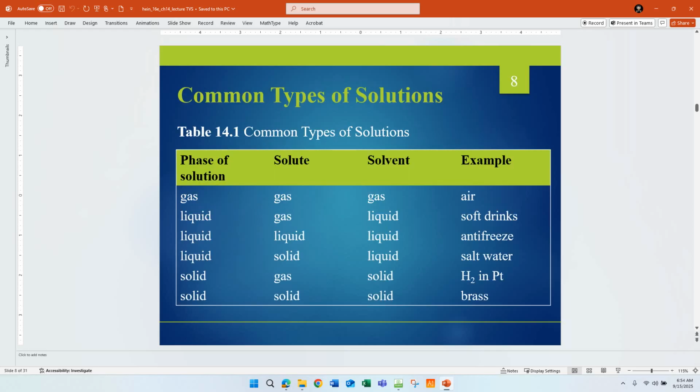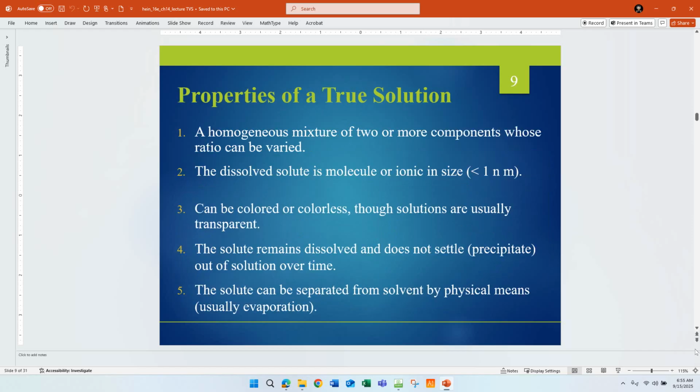Here are some common types of solutions. Again, you're not going to have to memorize these, but like I mentioned, brass is a solution, a solid solution. Once it solidifies, it can be in the liquid form as well. Soft drinks, antifreeze, salt water, air are all examples of solutions.